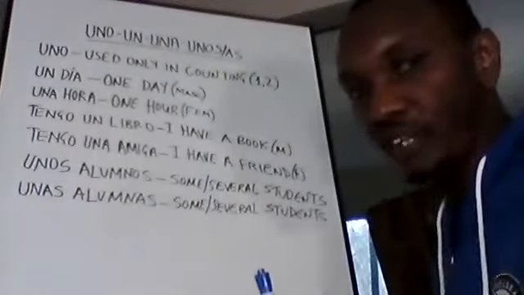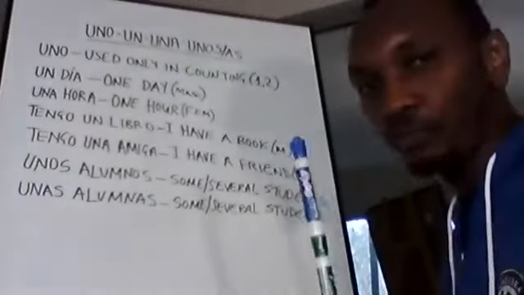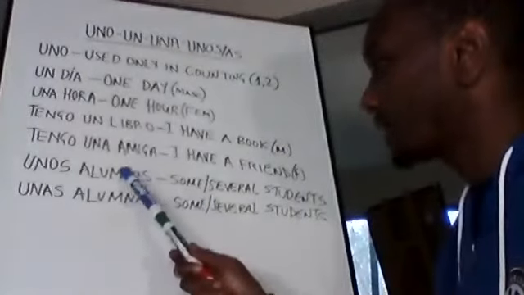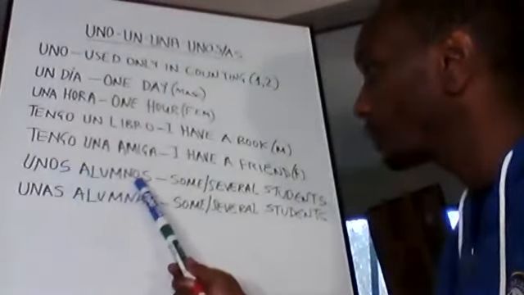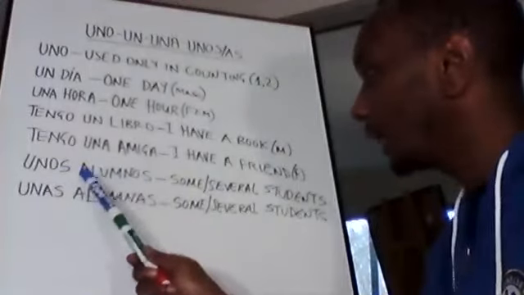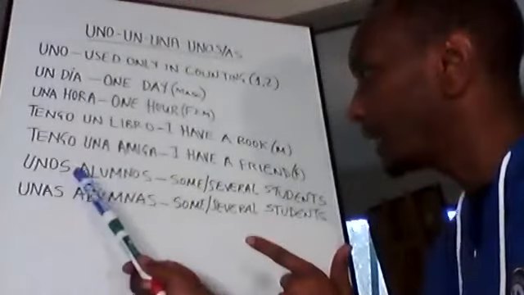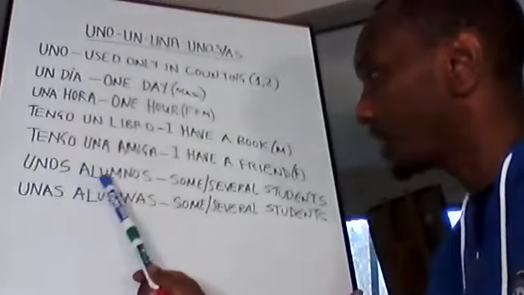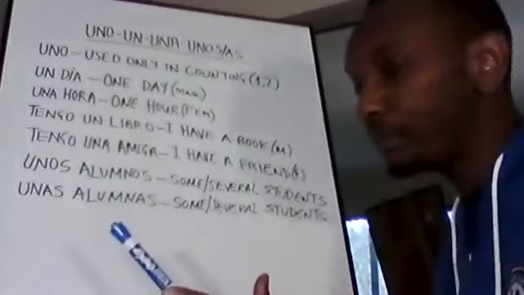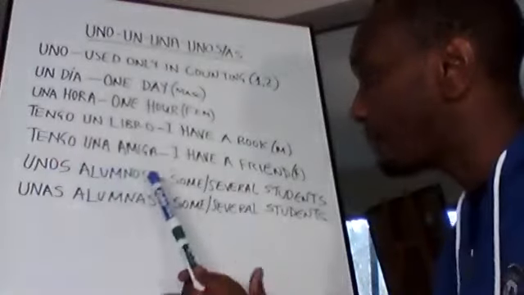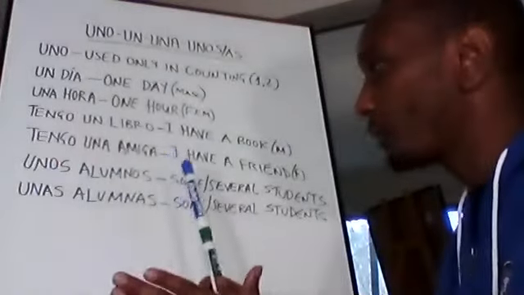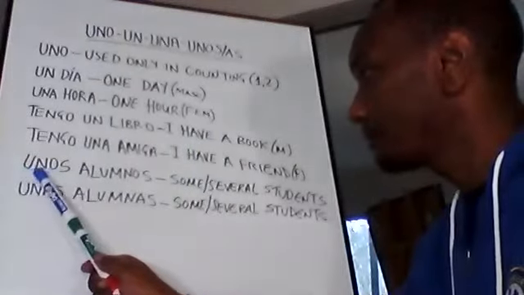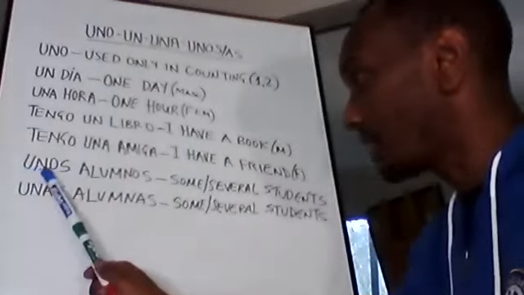So let's go over it again. But one thing I also want to point out, the masculine always takes precedence. For example, these unos alumnos, it could be specifically several male students. Or it could be a mixture of male and female students. So when you have a mixture of male and female students, we're going to use the masculine.